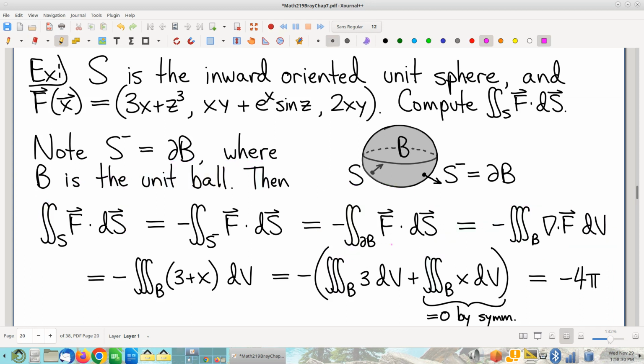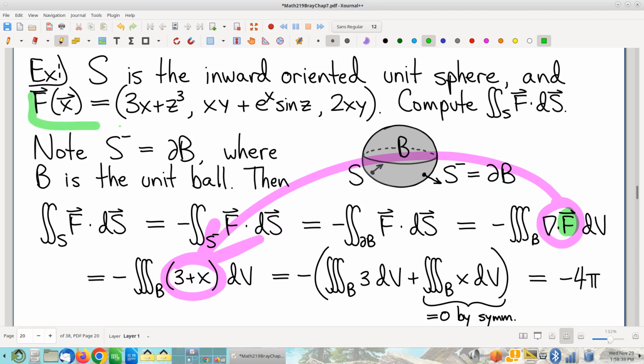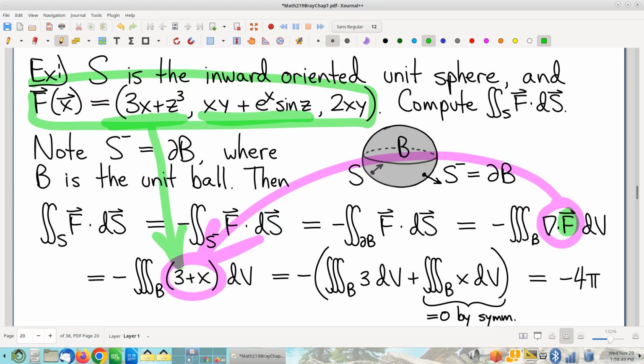Okay, so how are we going to compute the triple integral? Well, we need to know the divergence. I claim the divergence is 3 plus x. This is just a matter of looking at the actual vector field. Here's our vector field. Remember the formula for divergence. We take the x partial of the first coordinate, which gives me the 3, and then the y partial of that second coordinate, which gives me the x, and then the z partial of this, which of course doesn't give me anything. That's just 0.